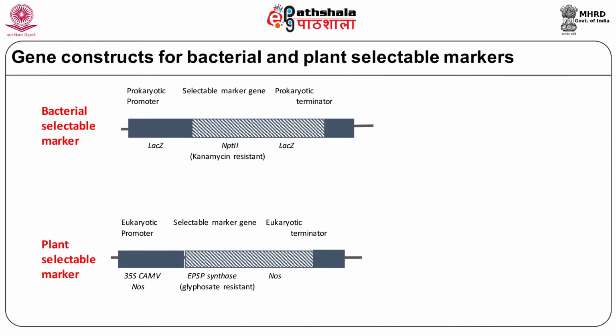The gene constructs made for expression of the selectable markers in prokaryotic organisms like E. coli or Agrobacterium include the marker gene with a prokaryotic promoter, example lacZ promoter, and a prokaryotic terminator like lacZ terminator. For expression in plants, the selectable marker gene expression is driven by a eukaryotic promoter like 35S cauliflower mosaic virus promoter or the nopaline synthase or NOS promoter. The marker gene is flanked by polyadenylation signals of eukaryotic genes like NOS.